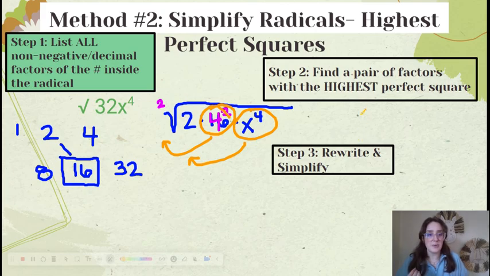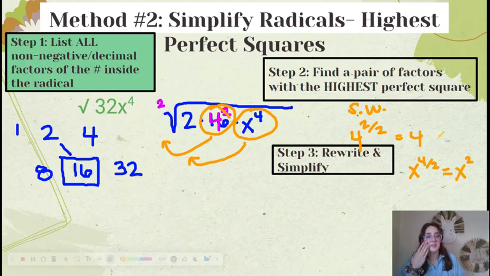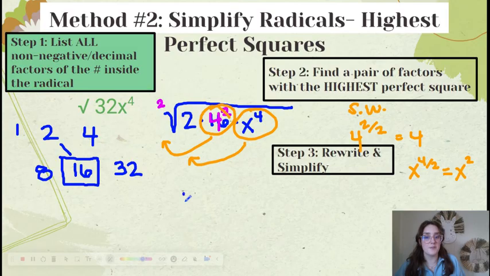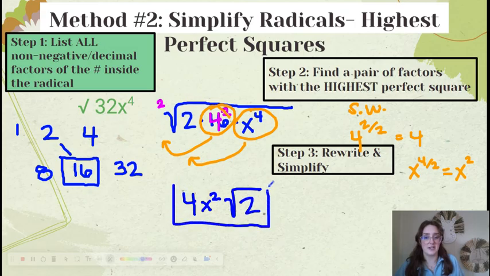If we need to do some side work here, we can. Our side work would be the exponent divided by 2, right? 4 to the power of 2 divided by 2 is going to be 4 to the power of 1, or just 4. And then x to the power of 4 divided by 2 is going to leave us with x squared. So these are coming out of the radical. They're being factored. Half of them are eliminated. The other half is leaving the radical. All right, so that would leave us with our coefficient 4, and then x squared rad 2. And that would be our final answer for this one.